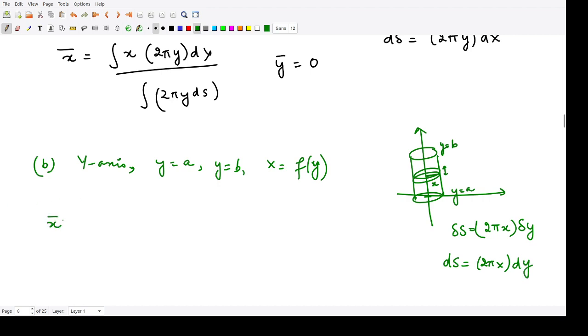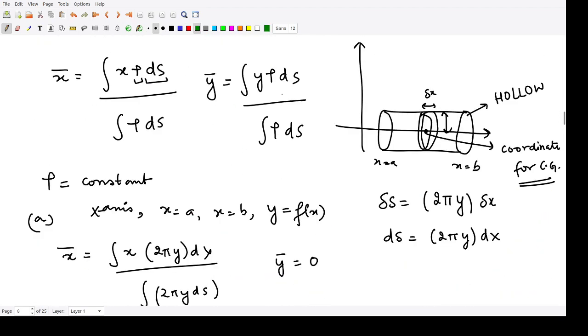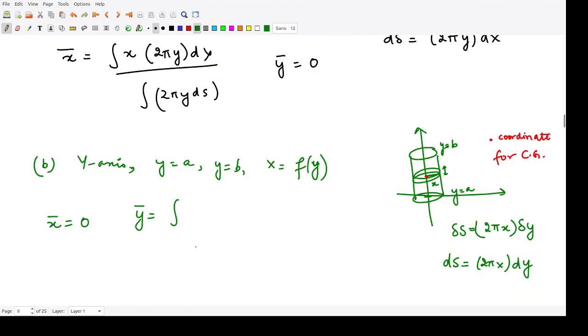Therefore, our x coordinate would simply be 0. Why? Because this dot represents the coordinate for center of gravity. So this x bar becomes 0, and y bar, according to this formula, with rho as 1, is integration of y times the value of ds, 2 pi x dy, divided by integration 2 pi x dy. So this is the final formula that you have.